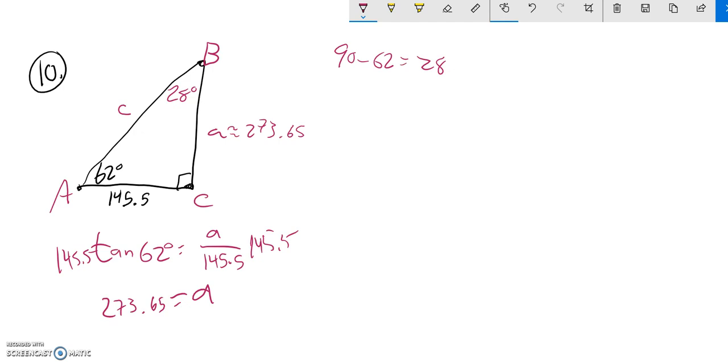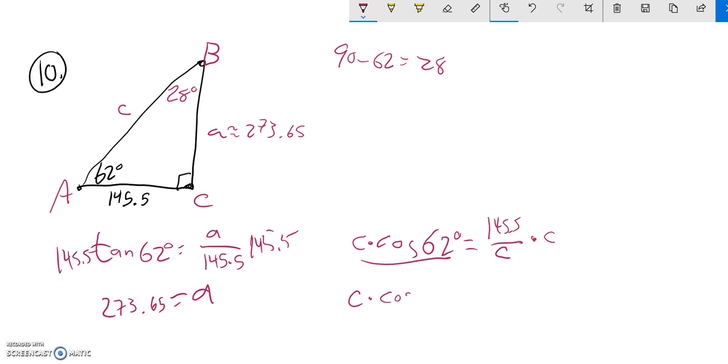And the last thing I'm going to do is find this side C. I'll do it using those two original pieces of information that were given to me again. So this is the hypotenuse, this is the adjacent, so that should be cosine. So I know that the cosine of 62 degrees is adjacent over hypotenuse, so 145.5 divided by C. If I want to solve this, I'm going to multiply both sides by C to get it out of that denominator. And then I'm going to divide both sides by that cos of 62 degrees. I'll do that in just a second.